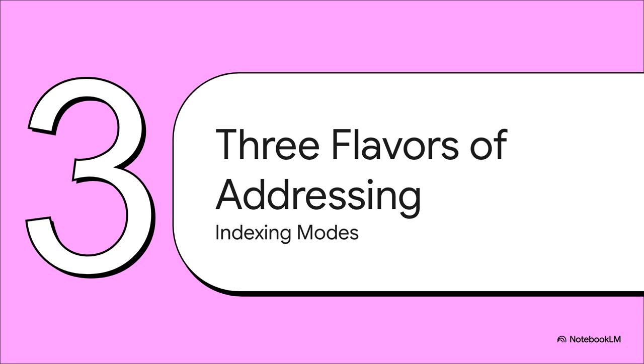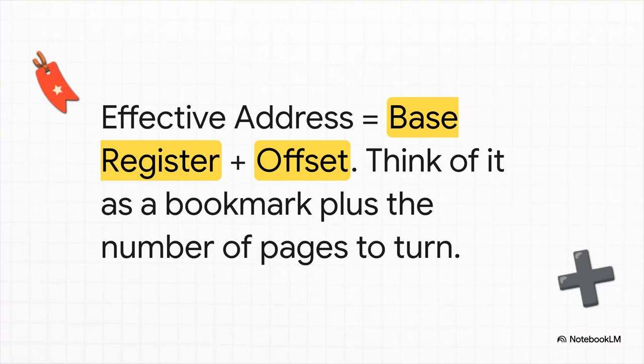Okay, but here's where it gets really, really clever. Specifying that memory address, the part inside the square brackets, it isn't always as simple as just pointing to a single register. ARM gives us a few really flexible ways to do this, and these are what it calls indexing modes. This simple formula right here is the key to everything. The final address, what we call the effective address, is calculated from a base register plus or minus some kind of offset.